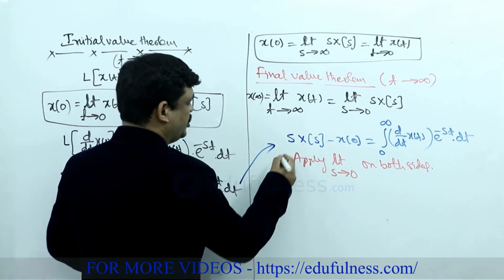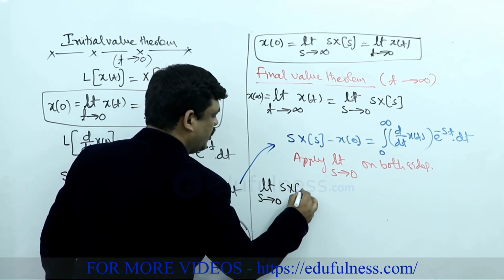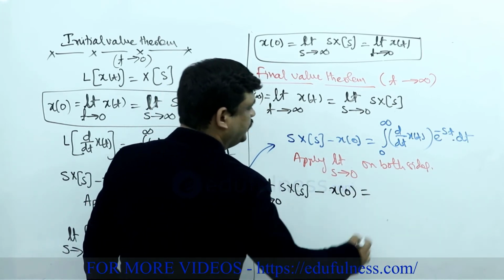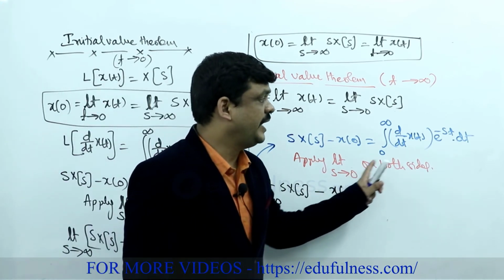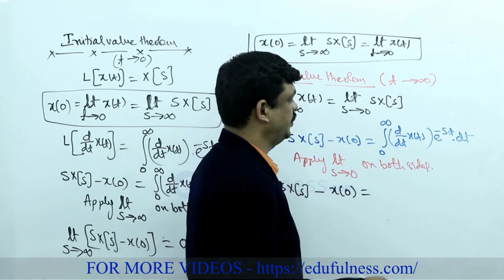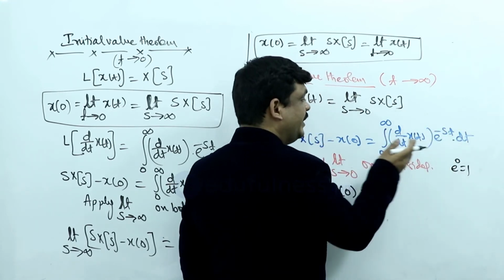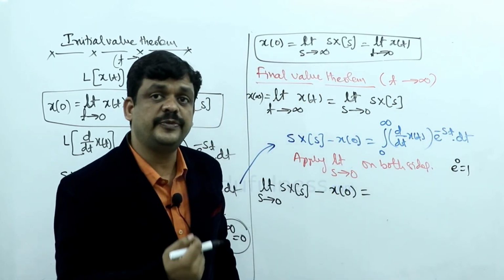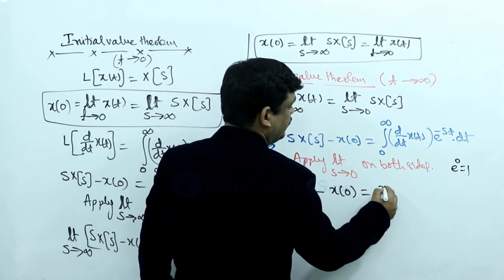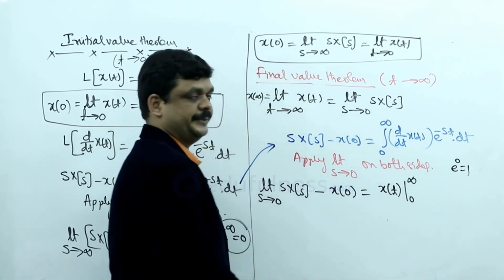Then the left side equation becomes limit s tends to 0, s into x of s minus, here the s term is not there, that's why I am directly writing x of 0, is equal to, and substituting s tends to 0 here, e to the power of 0 value becomes 1. So e to the power of 0 is 1, and the remaining parameter is integration from 0 to infinity d by dt of x of t. So integration operation and differentiation operation both cancel, but their limits are there. Those limits I am substituting now. The limits are from 0 to infinity.